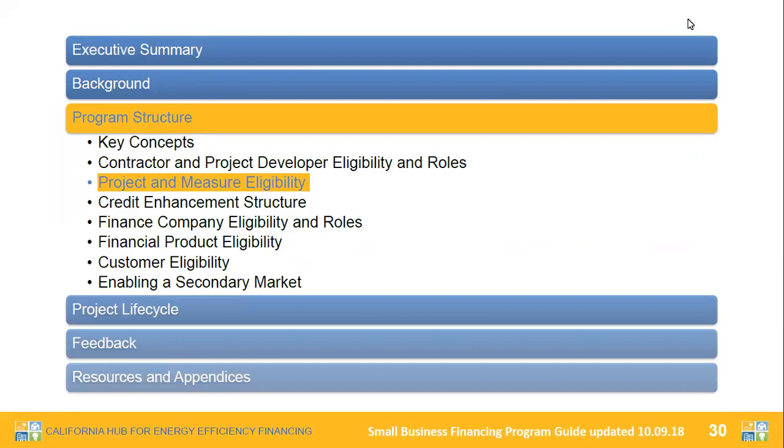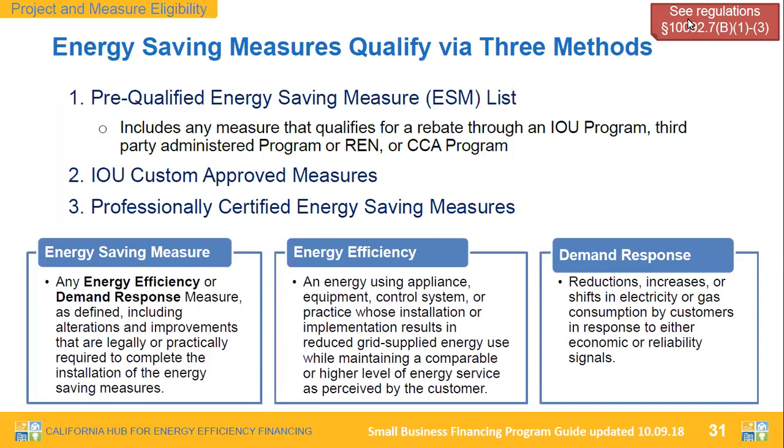Okay, so next I would like to talk about project and measure eligibility. As I mentioned previously, energy saving measures can qualify via any of three methods, any or all on any given project. We have the pre-qualified energy saving measure list, that includes any measure that qualifies for a rebate through a utility program, a third-party administered program, or a REN or a CCA. Also, anything that has been approved for a utility custom program can qualify. And the third method is what we call professionally certified energy saving measures, where a professional engineer or certified energy manager signs off on the measures.